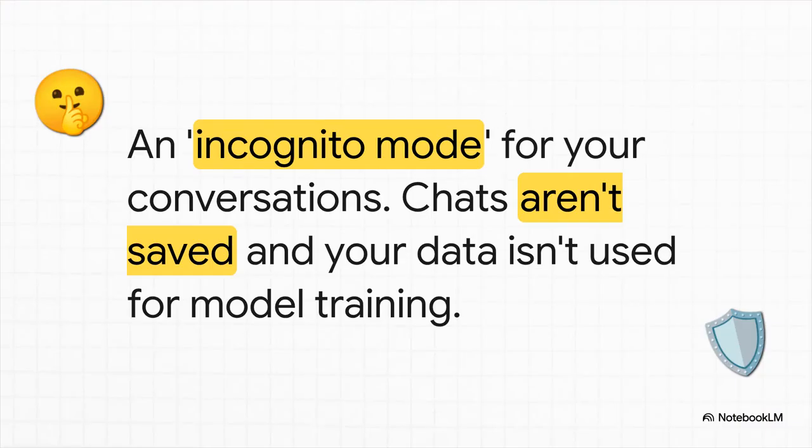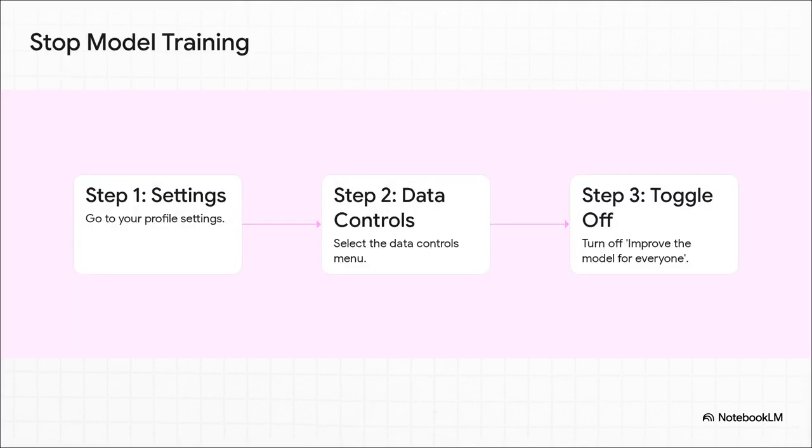All right, the absolute easiest way to protect your privacy is by using something called temporary chat. Just think of it like incognito mode for your web browser. When you switch it on, that conversation isn't saved to your history, and, this is key, the data isn't used to train the model. It's perfect if you're working with sensitive info or maybe even personal photos that you definitely don't want stored anywhere.